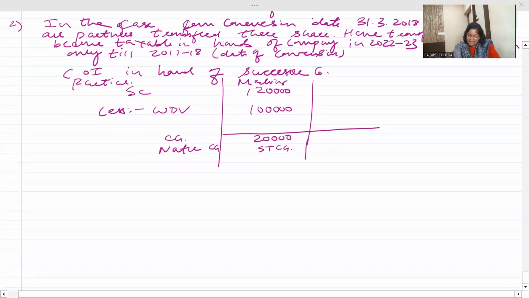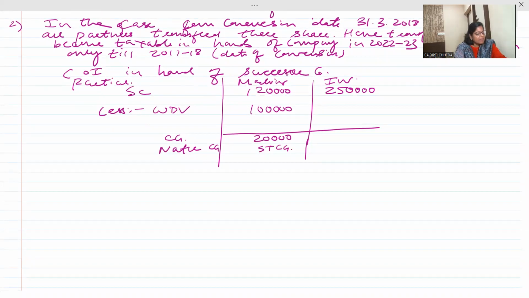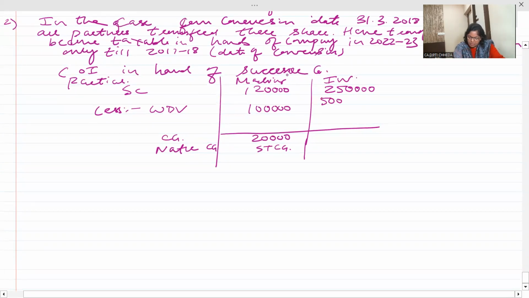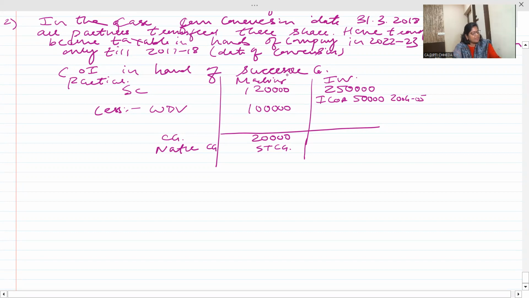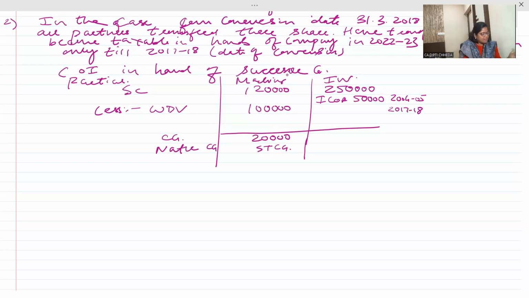Machinery is taken over at 120, whereas the WDV is 1 lakh. All clear to all of you? Yes. Next, investment is taken over at 250. Now, investment is acquired in the year 2004 for 50,000. Index cost of acquisition 50,000 into 2004-05. And now this is transferred in 2017-18. Take the index carefully. On the next page, 2004-05 is 113, 2017-18 is 272. Are you all with me?